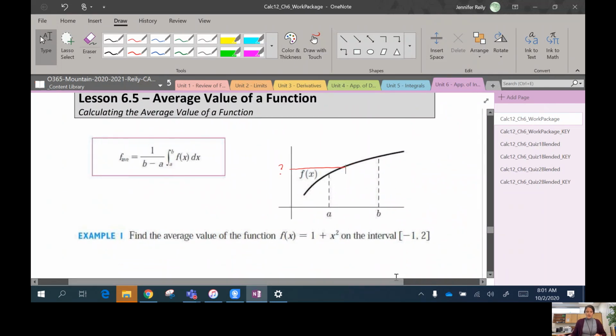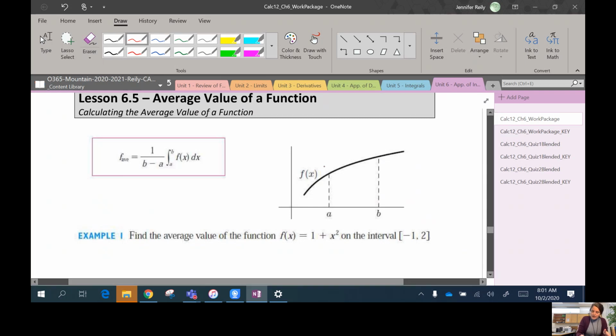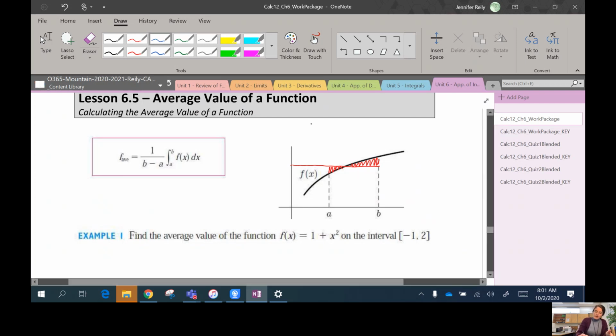Okay, so here's our curve. I'm just going to erase what I already had. Okay, so let's say the average value is exactly here. Then this area here is going to equal exactly this area here. Another way to think about this is the area under the curve, the integral of f of x dx from a to b. I'm going to draw that in blue.